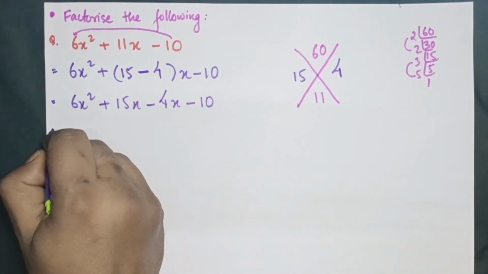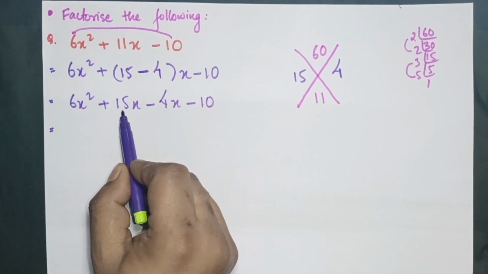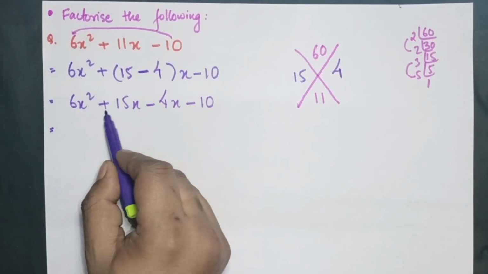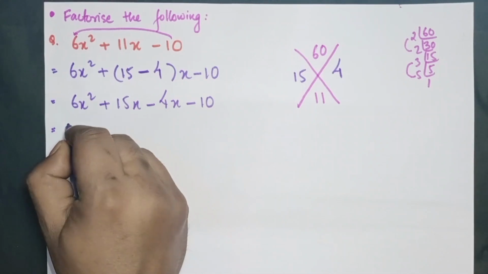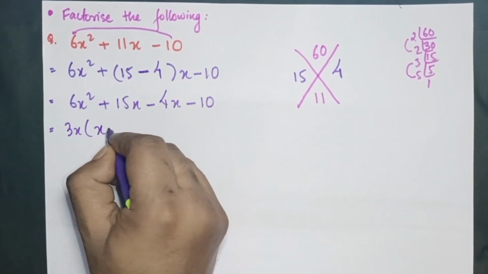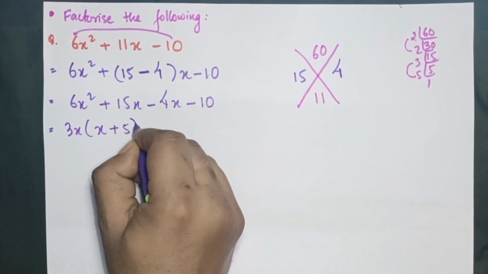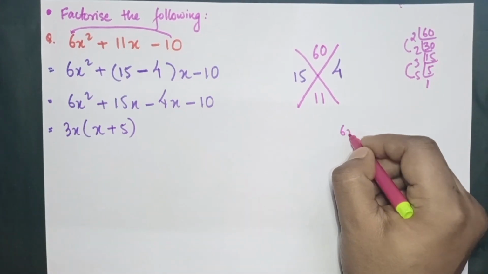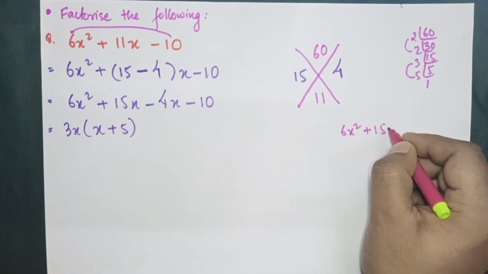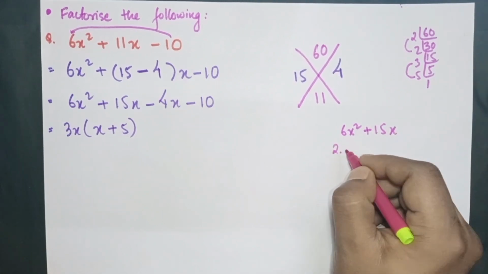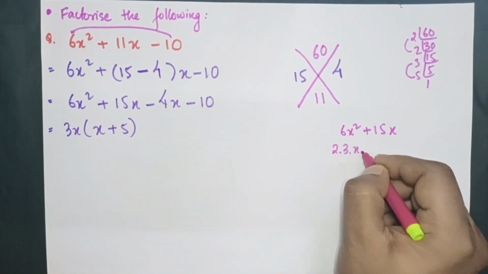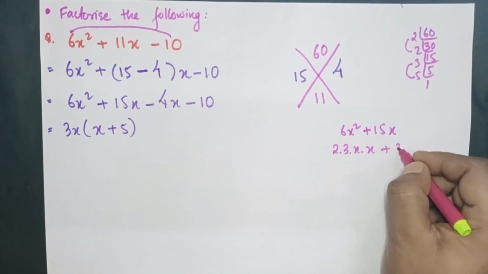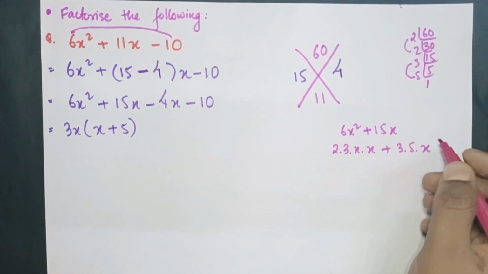Okay, now what do you have to do? I have to take common from these two. So what will be common from these two? Obviously it will be 3x, so it will be 2x plus 5. Can you do? Okay, I'll show you in rough. So what you have here, 6x square plus 15x. So 6 I can write 2 into 3. X square means x into x, plus 15 is 3 5s, 5x.